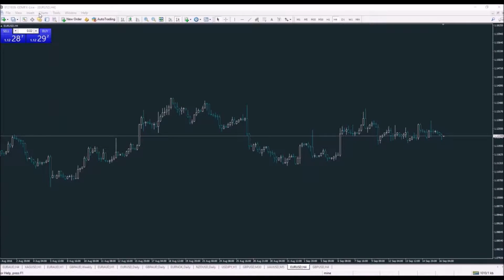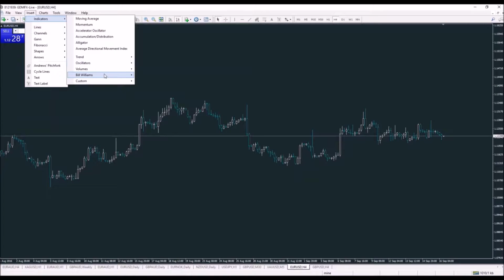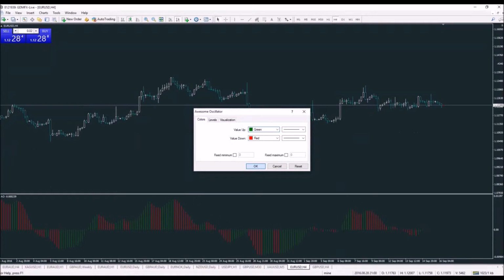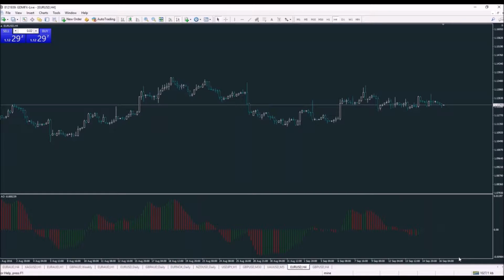First of all, to find it as easy as possible, we go to Insert, Indicators, Bill Williams, and of course we will find the third one from the top, the Awesome Oscillator. Now there is nothing here to input levels of any kind, so basically we're going to use it by the default settings, and this is how it looks. It's something like the moving average convergence divergence indicator. However, the thing that it's measuring is that it is focused on market momentum.